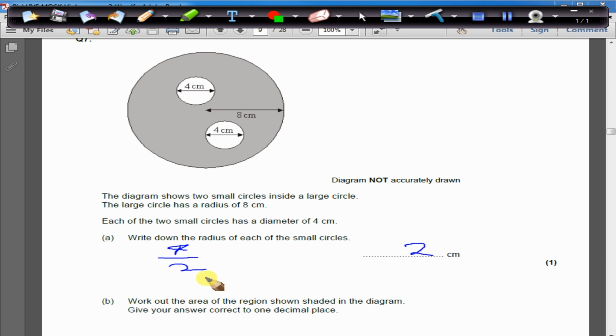Okay, for part B, I'm going to work over here at the top. Work out the area of the region shown shaded in the diagram. Give your answer correct to 1 decimal place. So in order for us to do this question, what we need to do is have an idea. So let's write the idea over here.